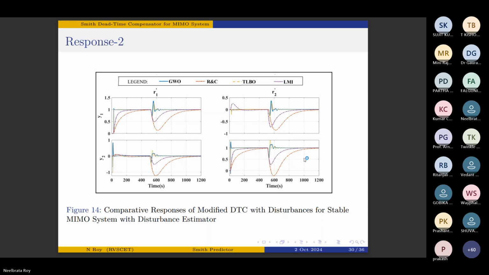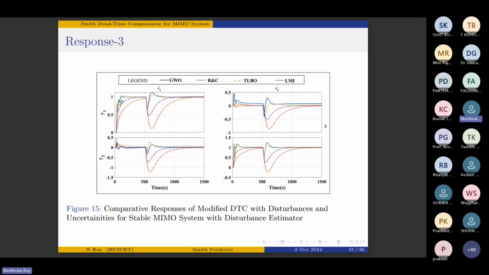We can also see that both the Y22 means both the couplings also get equal to 0.